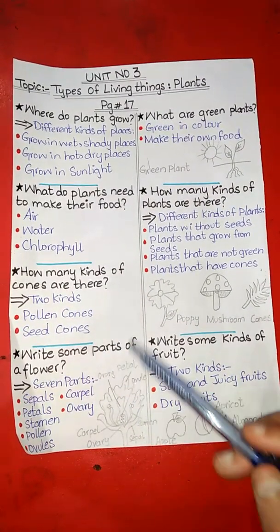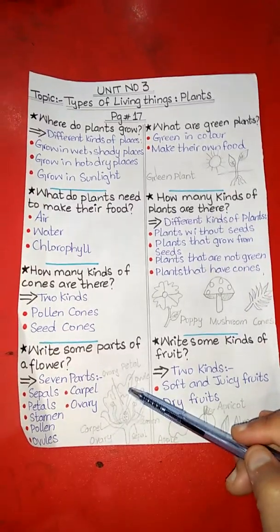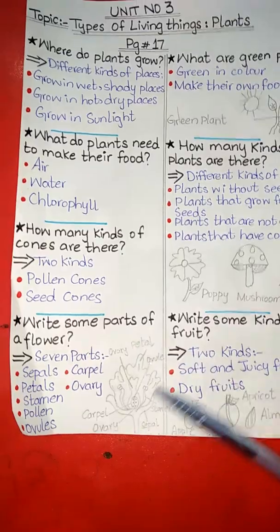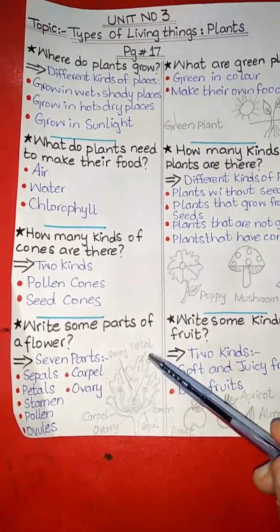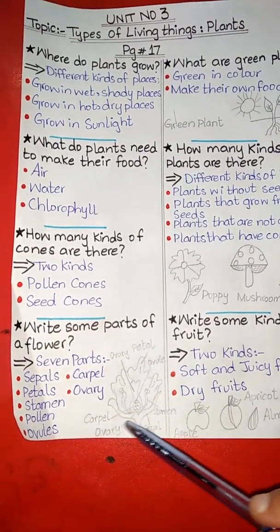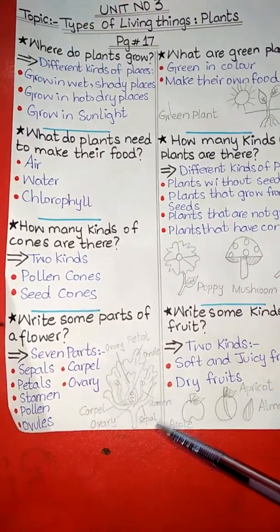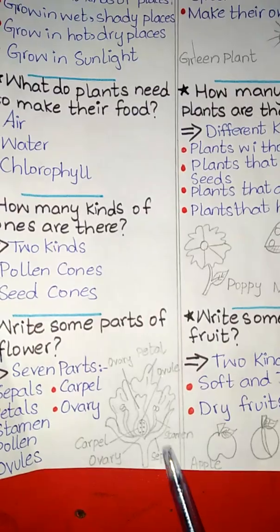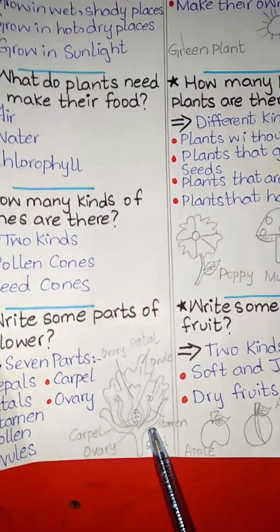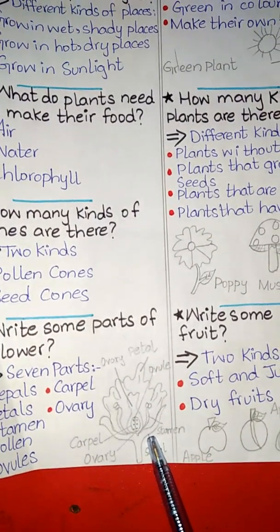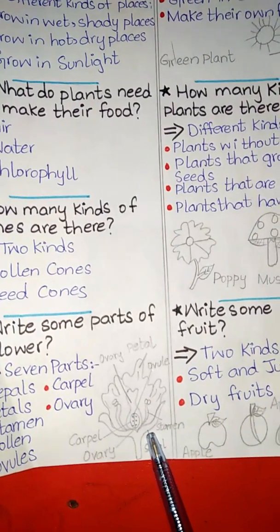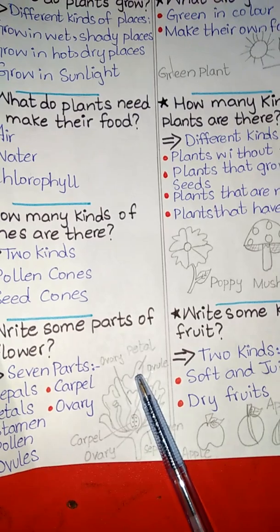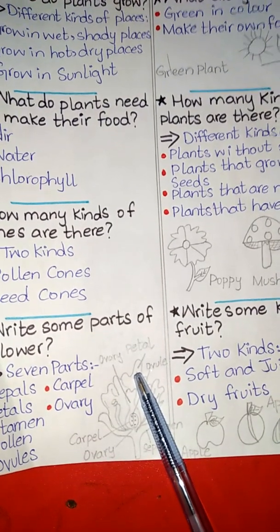The next topic is about the parts of a flower. There are 7 parts of a flower. Number 1, sepal. Sepals are small green leaves that cover the bud. Number 2, petals. Petals are the colored leaves of a flower.